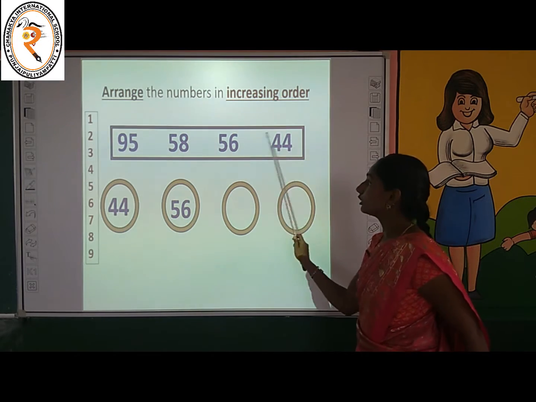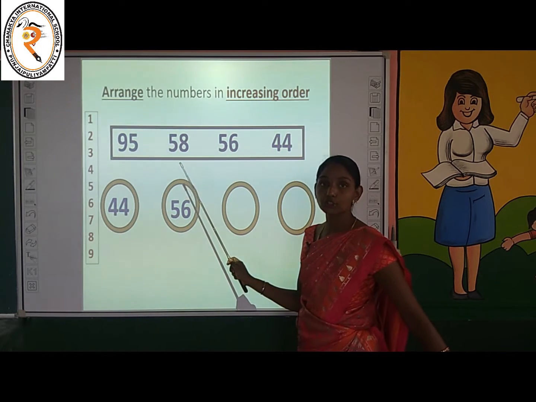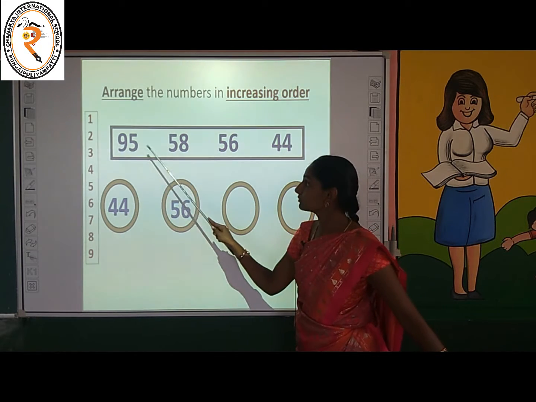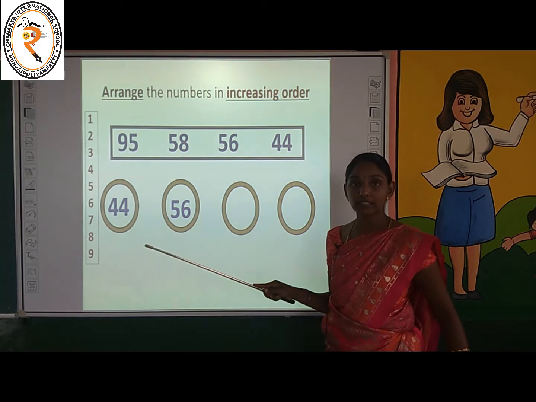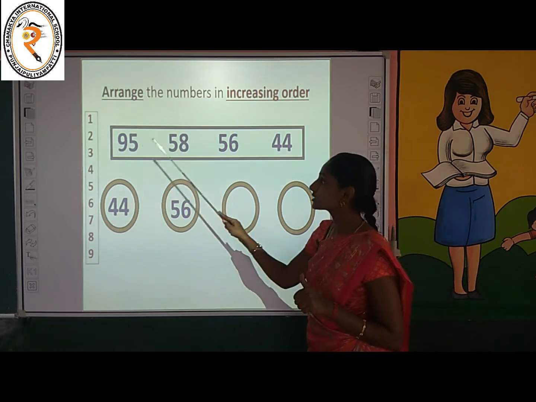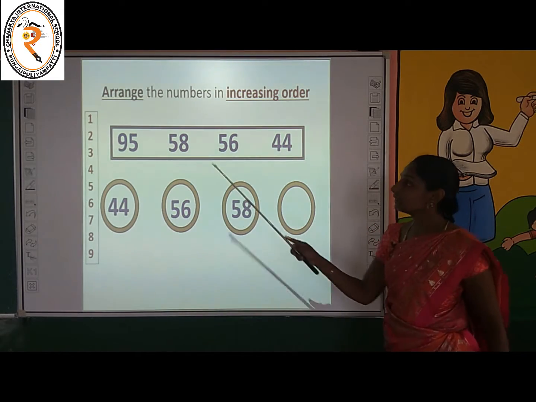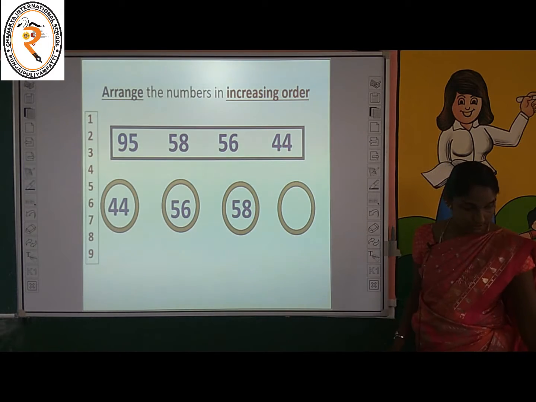Now neglect all two numbers. Now see only 95 and 58. Now you are going to find which is smallest from 95 and 58. What is smaller? Yes, 58 is smaller than 95. Next, write the remaining number in the last circle.